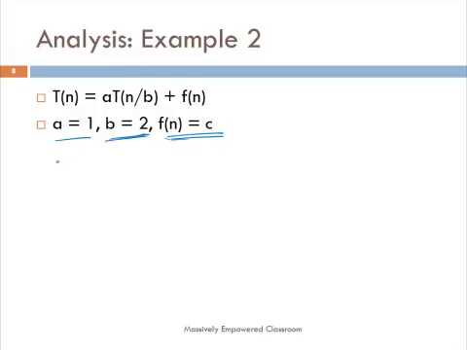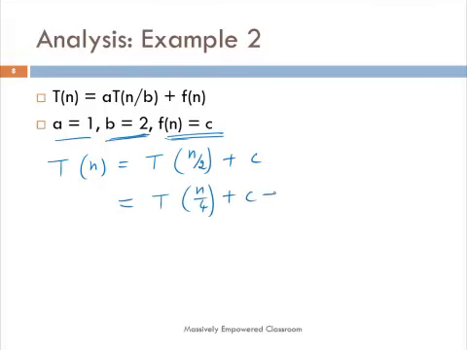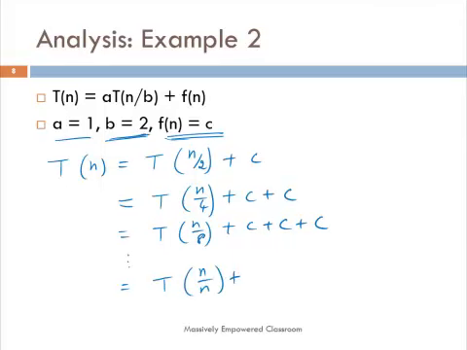If this happens, let's see what will be the recurrence relation. T of n is T of n by 2 plus c. Right? So a is 1, b is 2, f of n is c. Applying the substitution method, this is nothing but T of n by 4 plus c plus c, which is nothing but T of n by 8 plus c plus c plus c. Right? And so on. Finally, we get T of n by n plus, how many c's will be there?